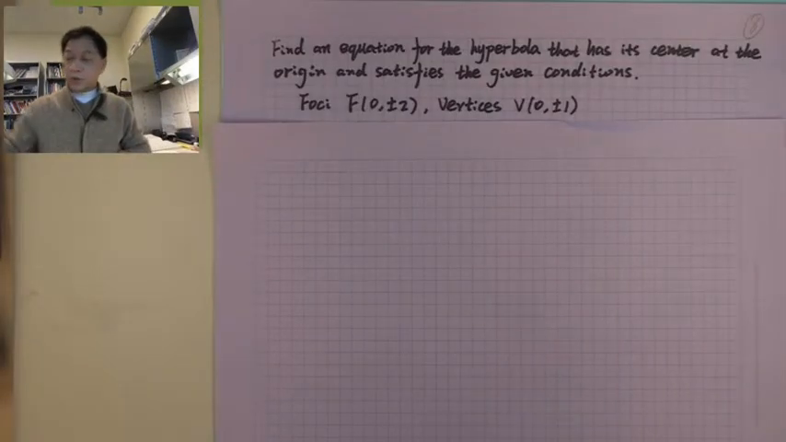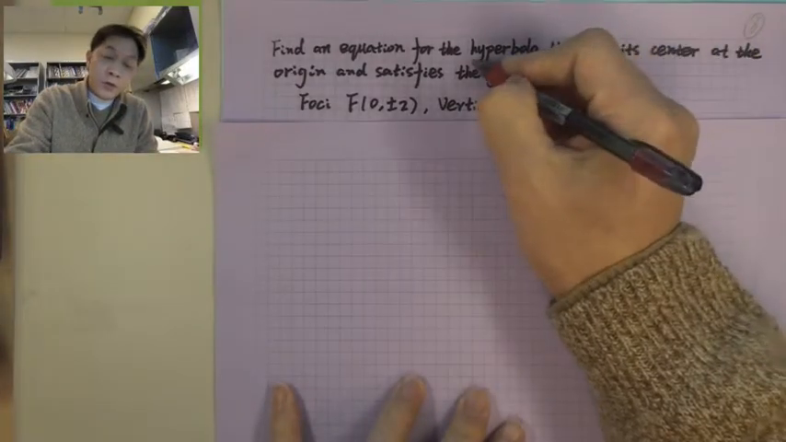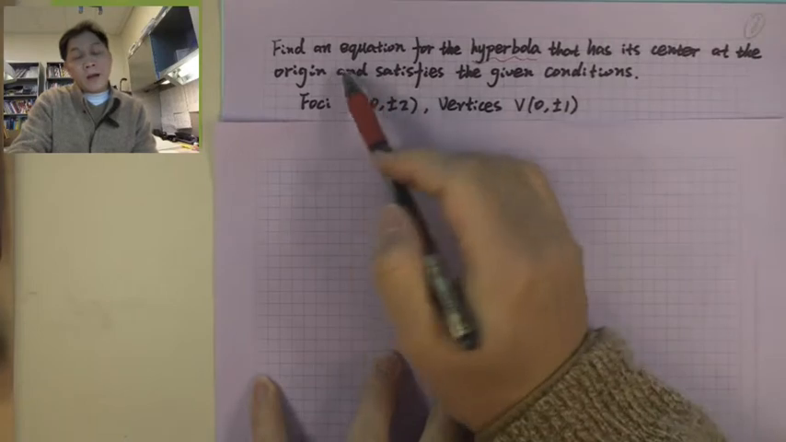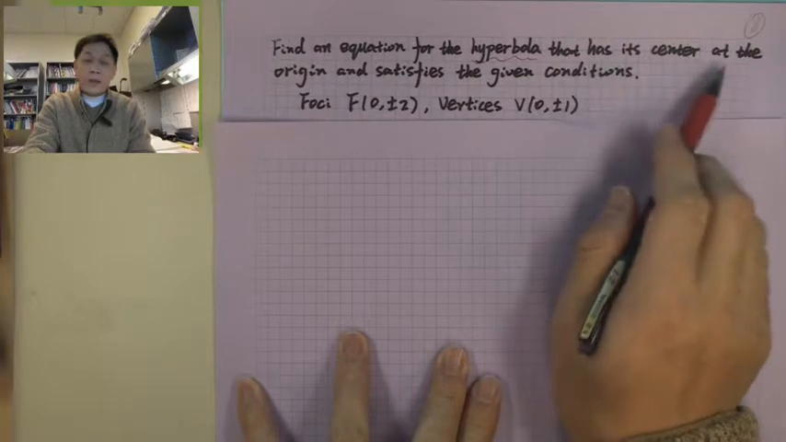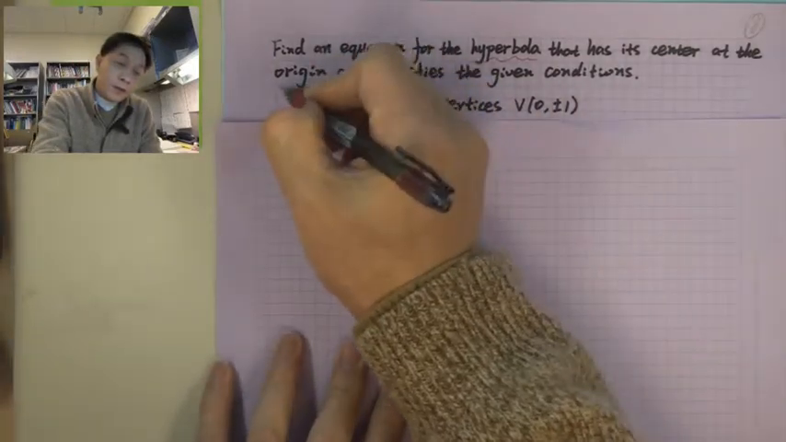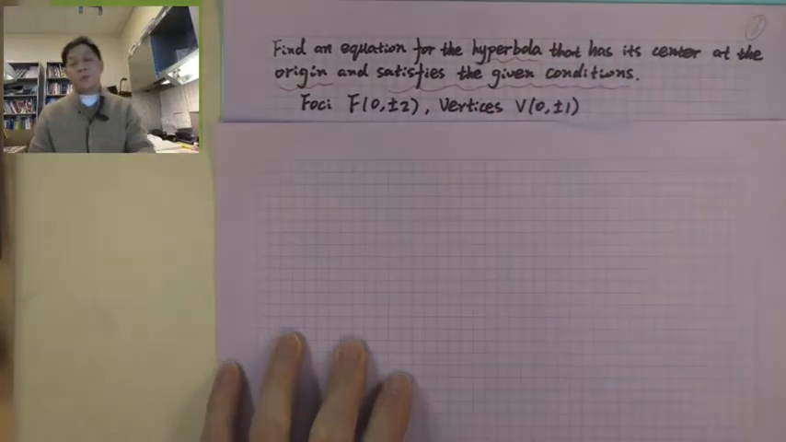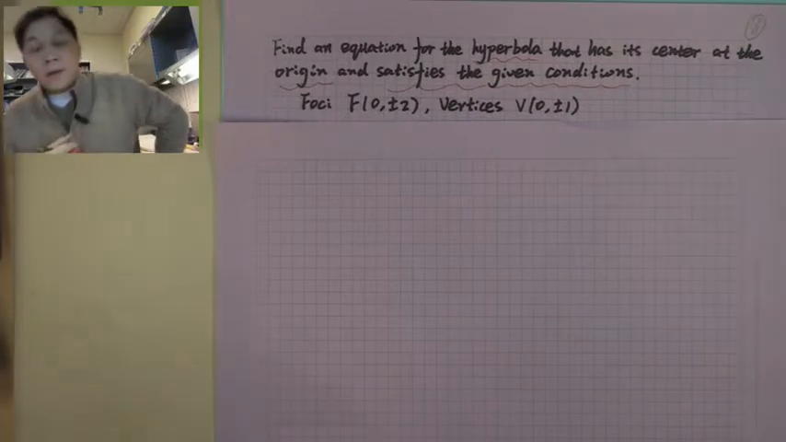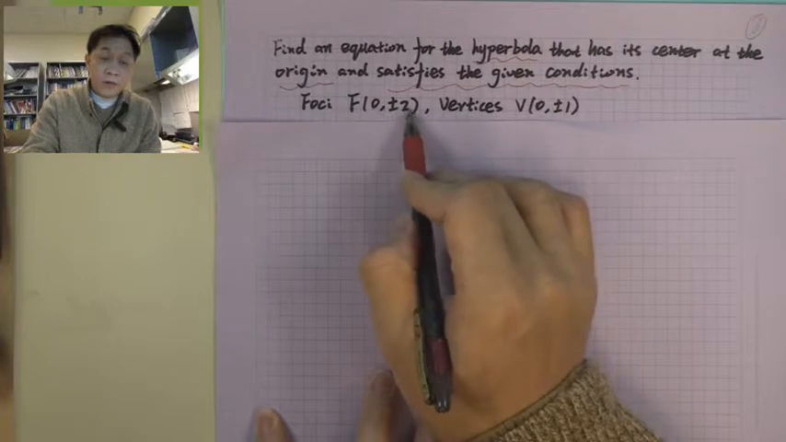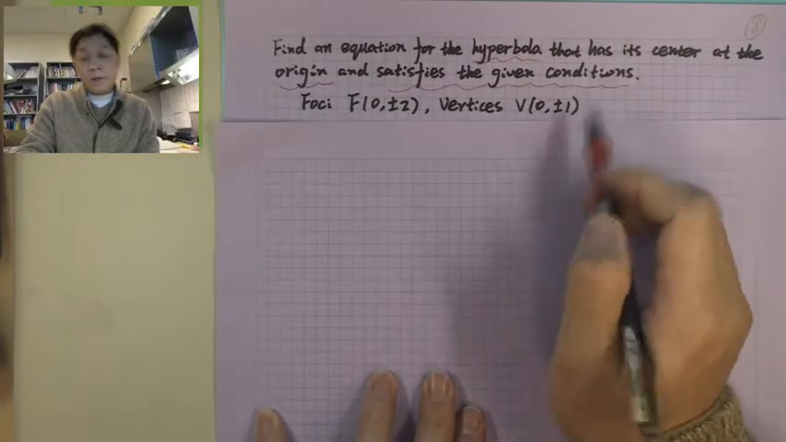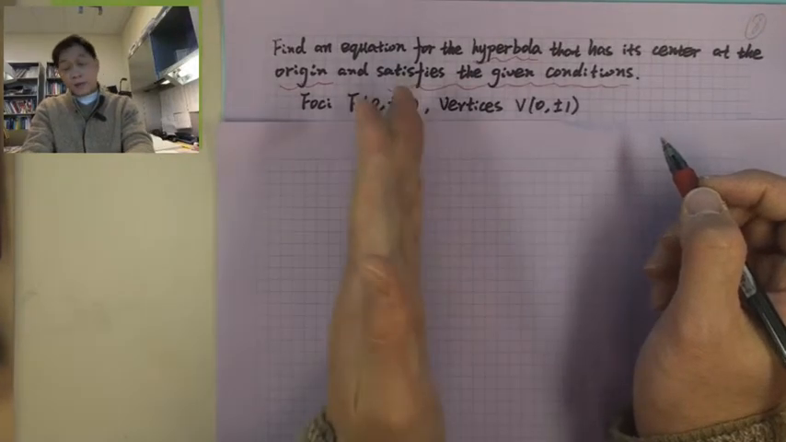In this lecture, we will talk more about the equations of hyperbolas. We want to find an equation for the hyperbola that has its center at the origin and satisfies the given conditions. The given conditions are foci at (0, ±2) and vertices at (0, ±1). This tells us the foci and vertices are on the y-axis.